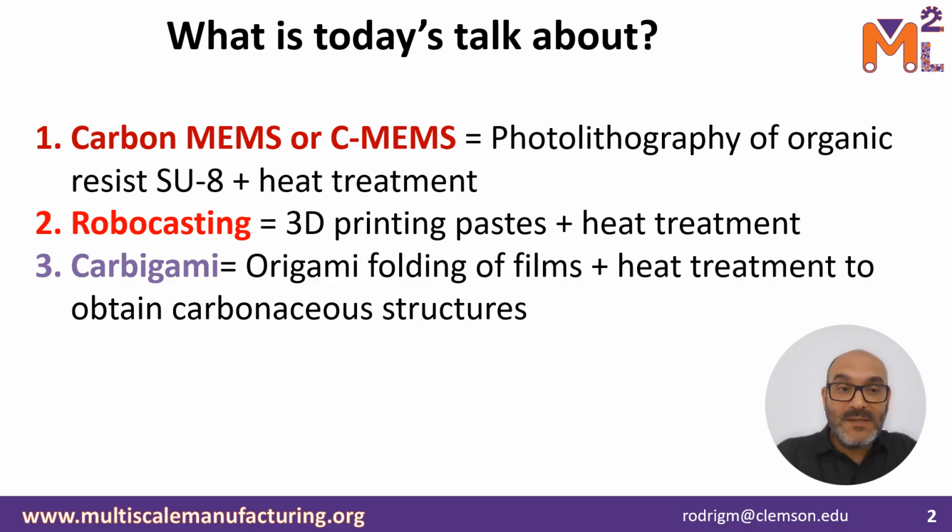In this particular presentation, we will be emphasizing the use of a photoresist called SU8, which is a negative tone photoresist, as you will find out in a few more slides. Then the second approach will be robocasting, or the use of 3D printing or additive manufacturing of pastes, followed by the heat treatment. And lastly, we will be learning about carbigami, which is the use of origami folding of films, followed again by the heat treatment to obtain the carbonaceous structures.